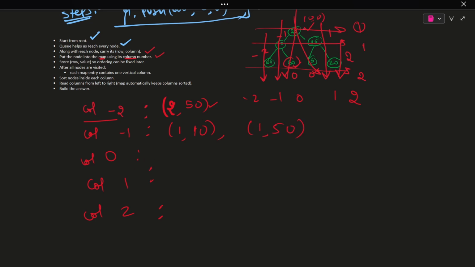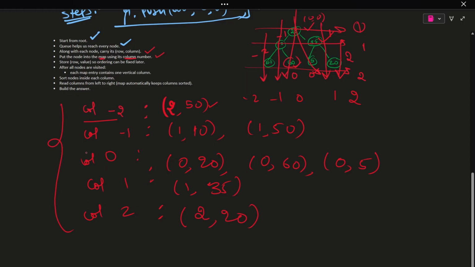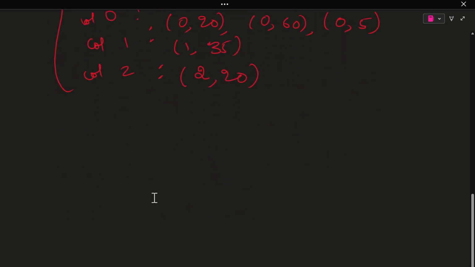Now column 0 we have three values, 20, 60. So we can place 20, we can place 60, and we can place 5. Now column 1 we have only one value, which is 35. You can see over here. So I can place 1 comma 35, and finally column 2 we can place 2 comma 20. So this is the way how your map will be populated finally. Okay, so in this fashion you can observe clearly.